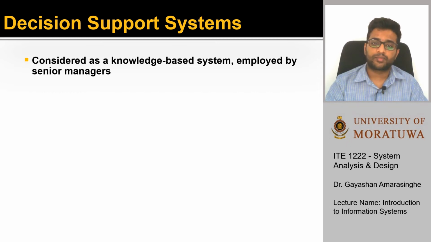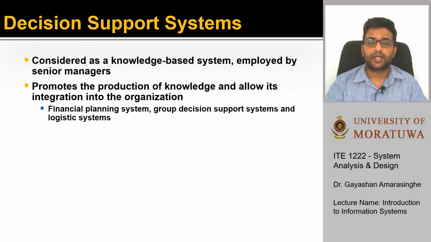These decision support systems offer access to databases and various analytical tools as well. They build upon the information coming from management information systems and transaction processing systems to produce useful insights about the business. Some examples of decision support systems include financial planning systems, group decision support systems, and logistics systems.